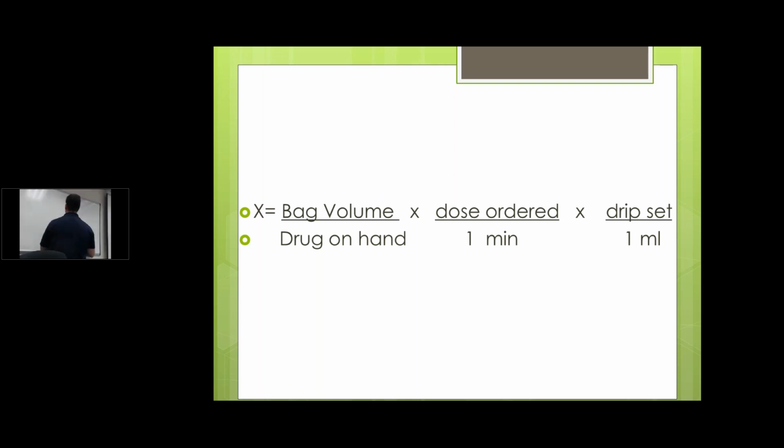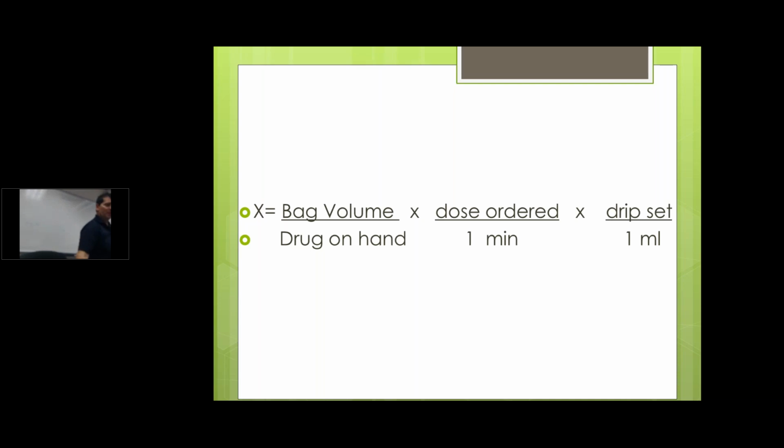Okay? So again, I'm going to write these down. This would be bag volume over drug on hand. And then we have the dose ordered, whether it's ordered by the doctor, protocol, or whatever, over time. And then we have your drip set, which is in drops per mil. Okay, so that's the formula we're going to do, and we're going to just do questions now.